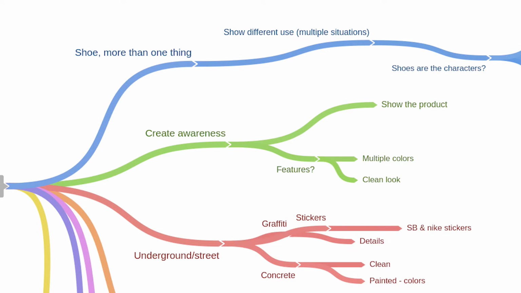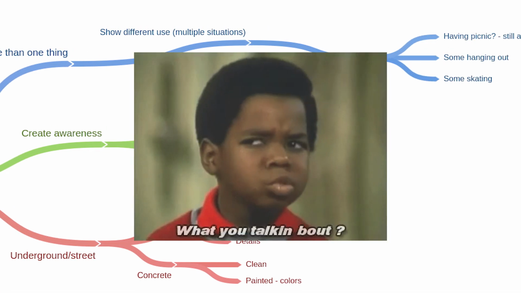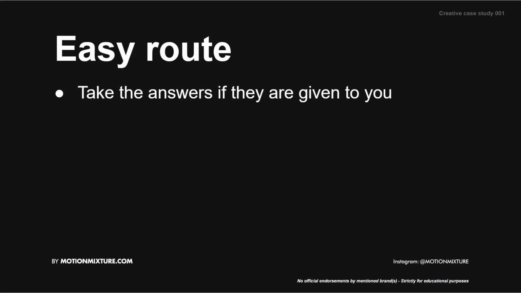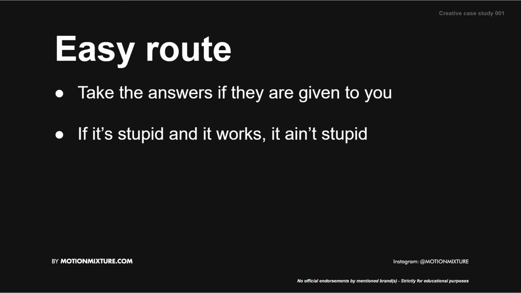Okay, so create awareness. I think some of these make sense by themselves, but I wrote show the product, because that's kind of obvious. We want to show the product if we want to create awareness about the product. Just makes sense. Multiple colors, because that's one of the features, one of the more important things. Clean look, again, just think about the client brief with these, it just makes sense.